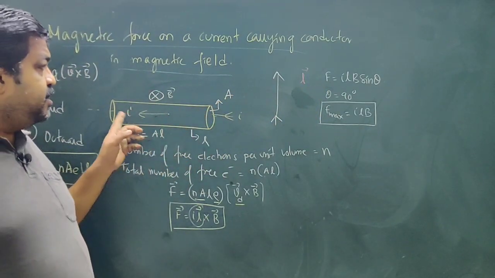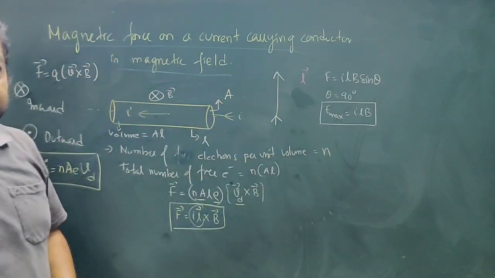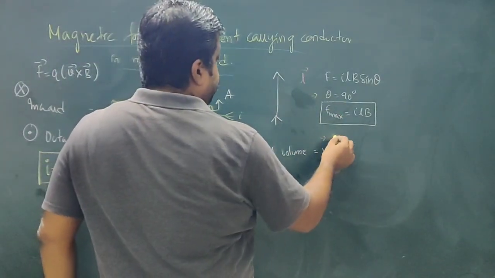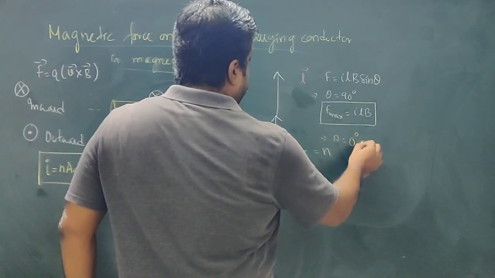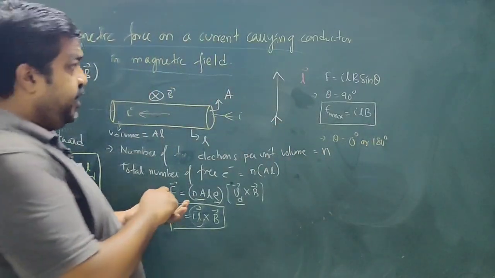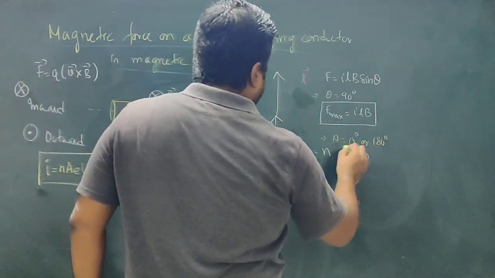When the conductor is placed perpendicular to the direction of the magnetic field, it is going to experience maximum force. Now similarly, if theta is equal to 0 degree or 180 degree, sine 0 is 0, sine 180 is also 0. So in that case, force will be 0.